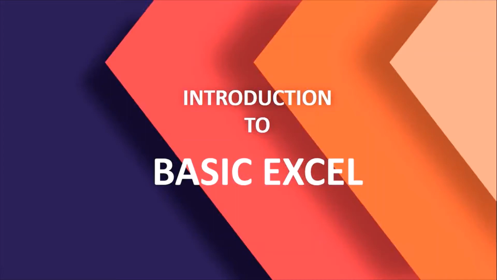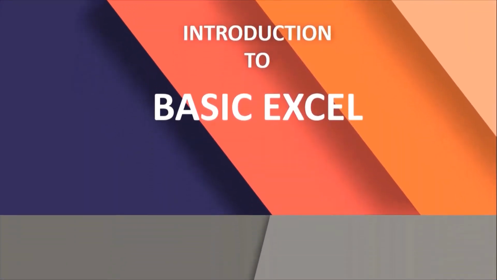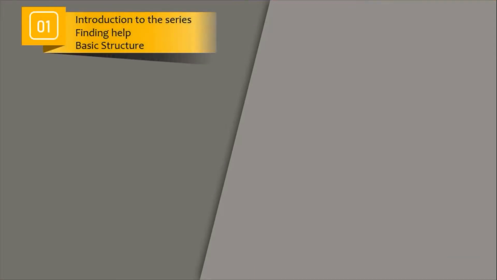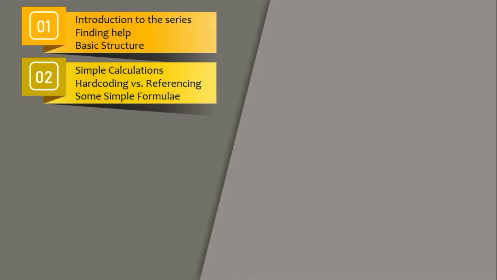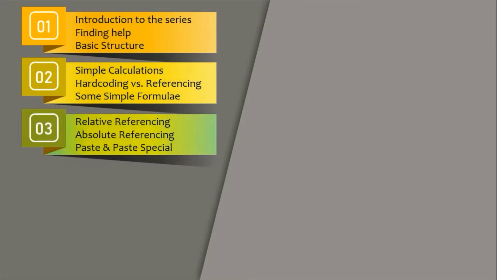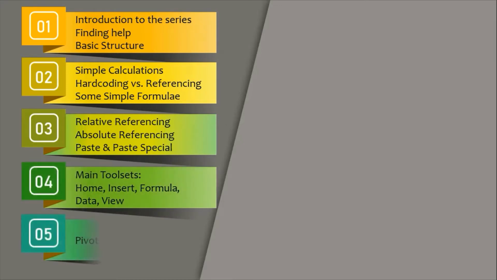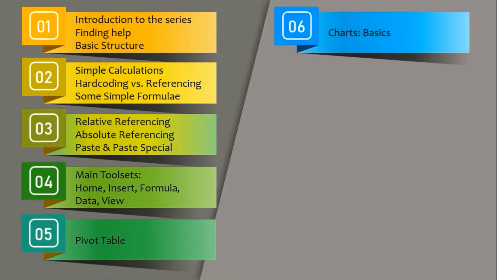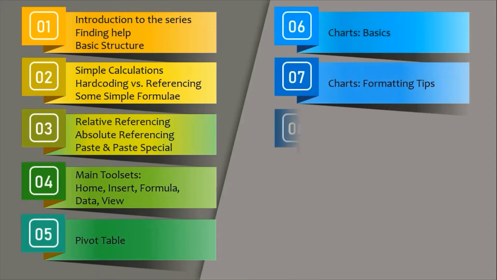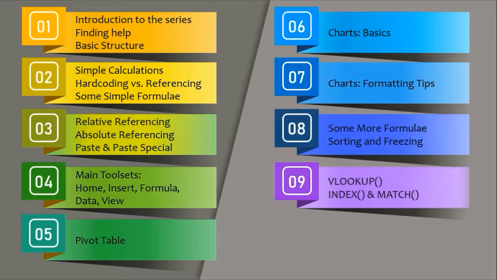Hello, I'm Professor K, and you are watching the 10-part series Introduction to Basic Excel for Statistics and Data Analysis. In this series, we will gradually cover the basic structure of Excel, doing simple calculations, hard coding and referencing, simple formulas, relative versus absolute referencing, main tool sets, pivot table, charts, more advanced formulas, VLOOKUP, index and match, working with non-Excel datasets, and how to organize your work.